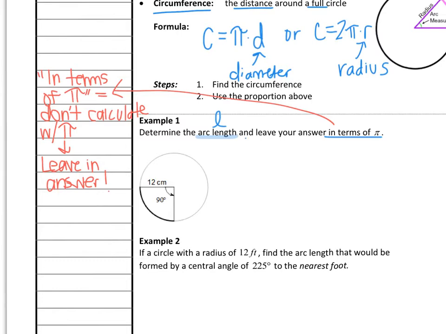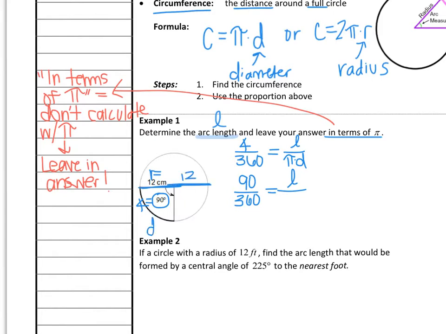We've got angle over 360 equals arc length over pi times d, which is the circumference. Okay, so our central angle that they give us is 90, so there's our angle. So it'll be 90 over 360 equals, our arc length is what we're solving for, over our circumference. So we need to know what the diameter is. Right now we know that r is equal to 12, so our diameter is going to be 24, because you're just going to double the 12.